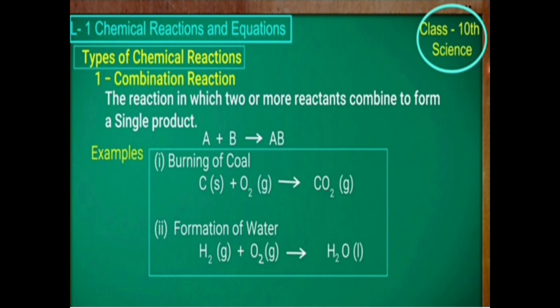Let's see examples. Burning of coal: carbon plus oxygen gives CO2. Formation of water: H2 plus O2 gives H2O, that is water, liquid. But you can see here that carbon is a solid, oxygen is a gas, which gives us a gas, CO2. Here hydrogen is a gas and oxygen is a gas, but it gives us a liquid, that is water. You have to mention the physical state. Don't forget to mention the physical state.